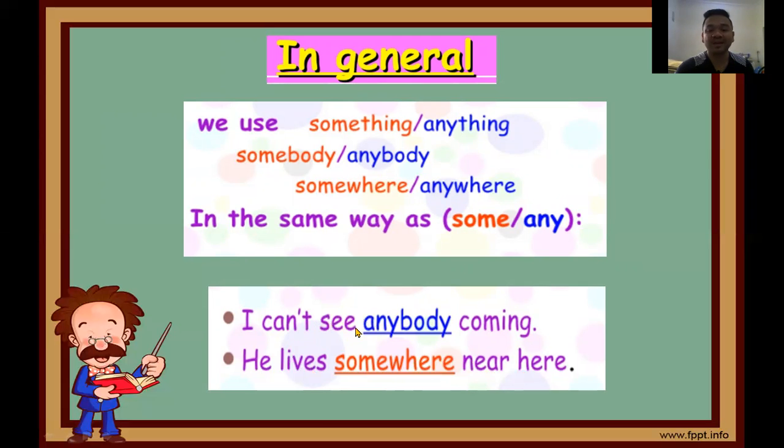The first example is negative, and the second example is a positive sentence. Can you think of a sentence? Can you give me an example or sample sentences using some and any?